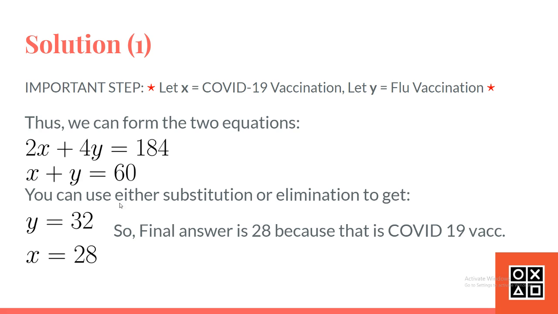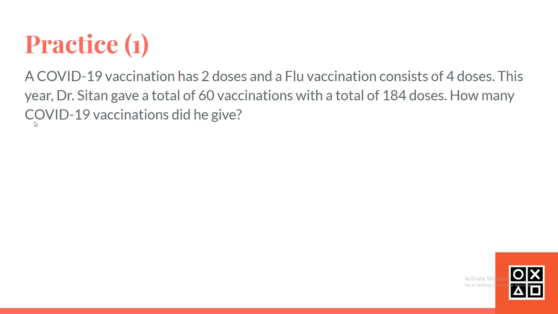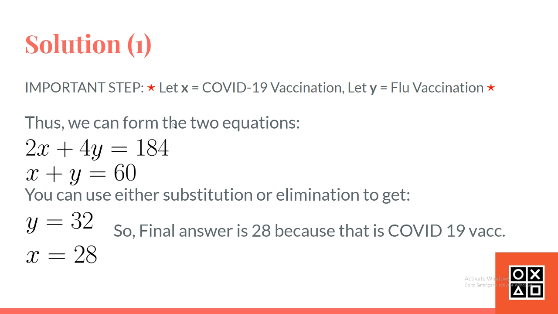So now you can use either substitution or elimination to get y equals 32 and x equals 28. And in this case, since x equals the number of COVID-19 vaccinations, and the question was asking us how many COVID-19 vaccinations he gave, the answer would be 28. x equals 28.